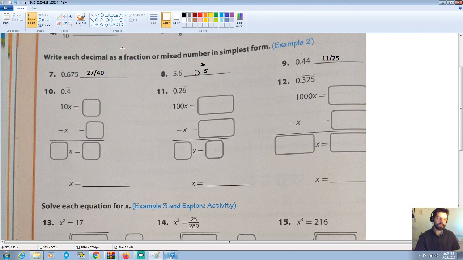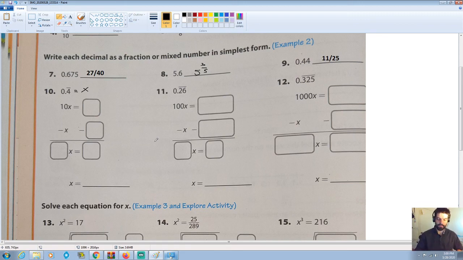What it wants us to do is set 0.4 repeating equal to the variable x. Now, what we want to do first is make this number, this 0.4 repeating decimal, greater than 1. So we're going to multiply both sides of the equation by a factor of 10.